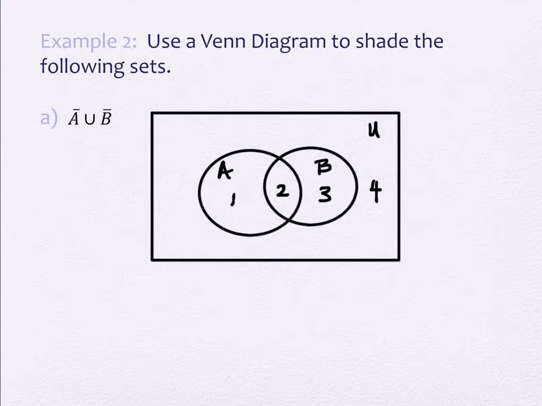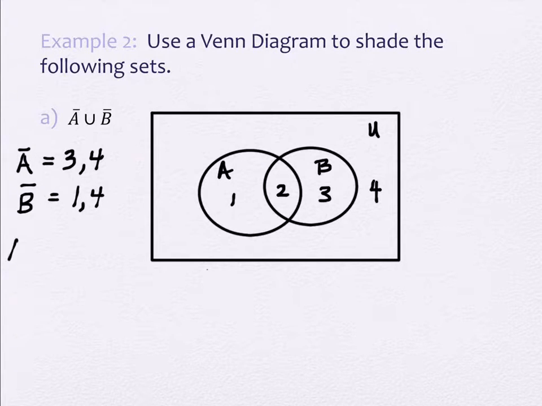So going back over here then, this says that I have A with the bar on top. What in the world does that bar on top mean? Not in A. So what are the items, the numbers, the labels that are not in A? 3 and 4. 2 is in the overlap, so we don't want to include that one. This also says that I've got B complement that I'm supposed to be doing. So what are the items that are in B complement? 1 and 4, right? B complement means not in B.